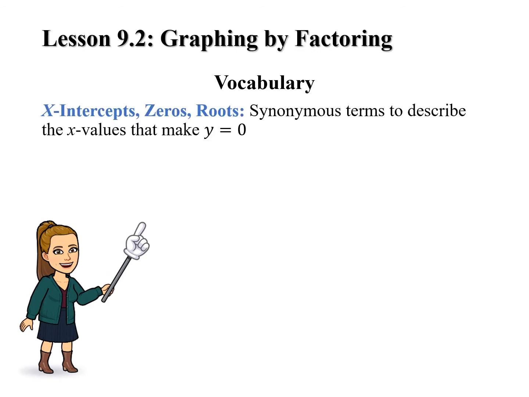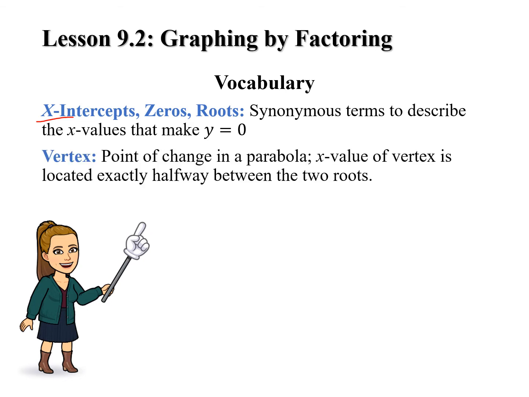Our first term is this idea of x-intercepts, or zeros or roots. All three of those terms mean the same thing. They are the way we describe the x values that make our function equal 0, where y equals 0. They're the places that we cross the x-axis, just like our y-intercepts are where we cross the y-axis. X-intercepts are where we cross the x-axis. The other way that we talk about those is zeros or roots. So if I use those terms, they all three mean the same thing.